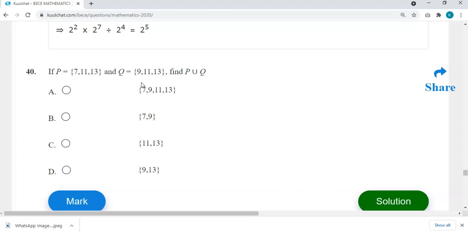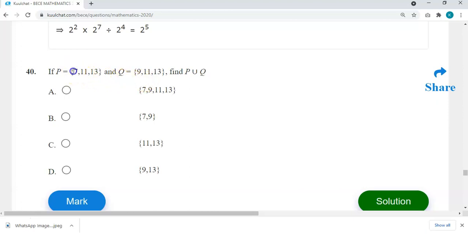So our 40th question. It says if P is equal to {7, 11, 13} and Q is equal to {9, 11, 13}, find P union Q. So union is just listing the members in both of the sets. And if an element occurs twice, you only write it once. Okay. And when you are writing them, you start from the lowest to the highest.